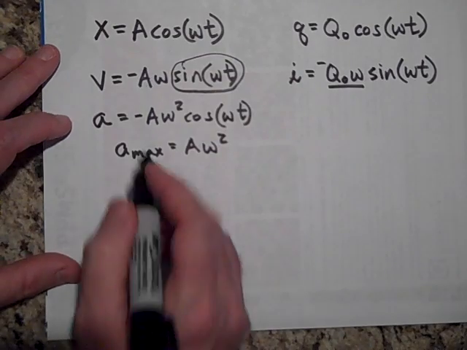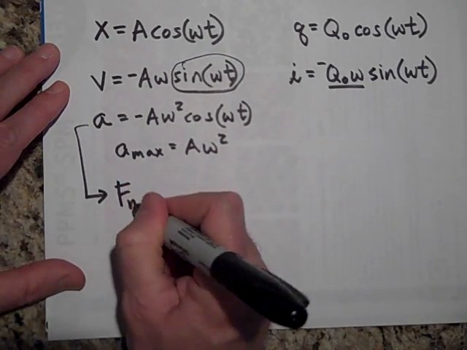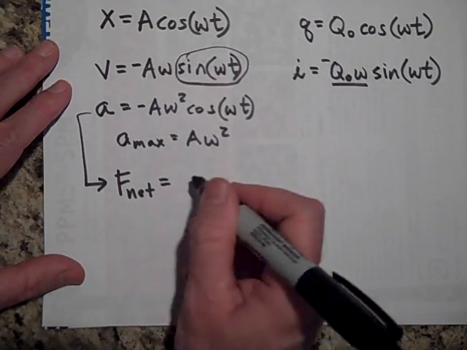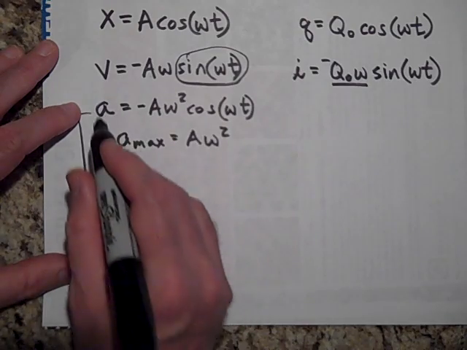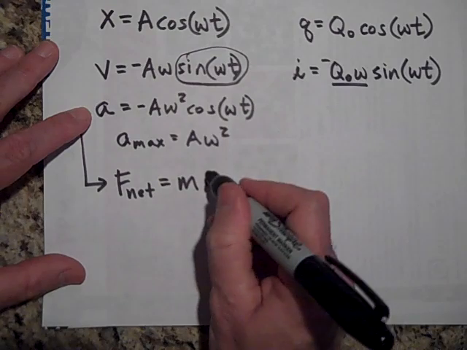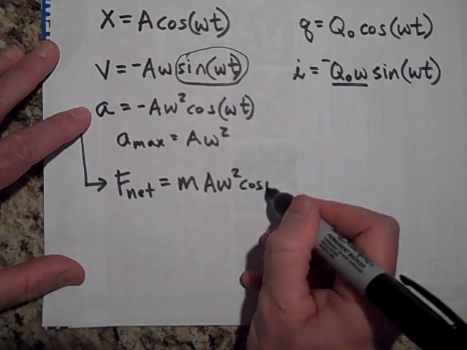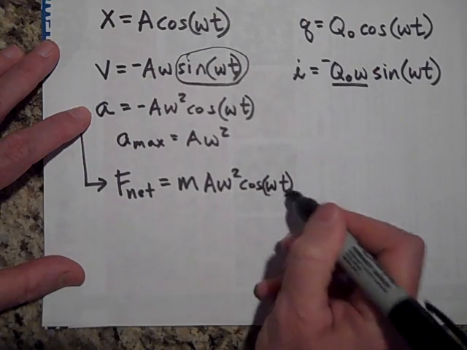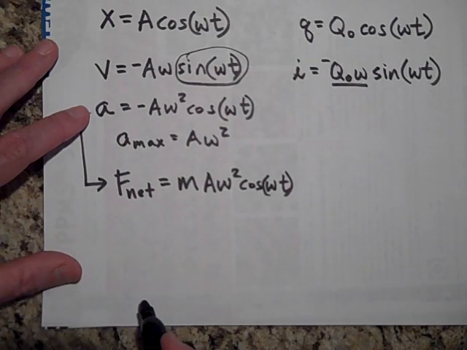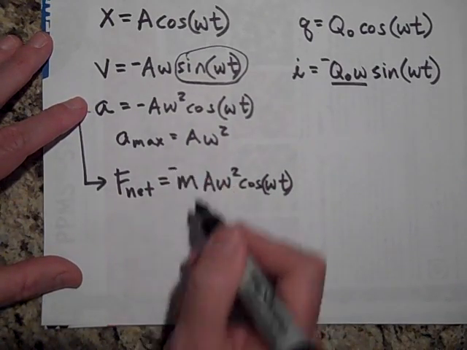Now I'm going to take this equation, and if I want to find out what F net is doing, I'll just multiply that times MA. So F net is MA, so that's M times A, and this is A. This is all assuming that you start your watch at X equals A. At time t equals 0, X equals A. And that's a negative sign.